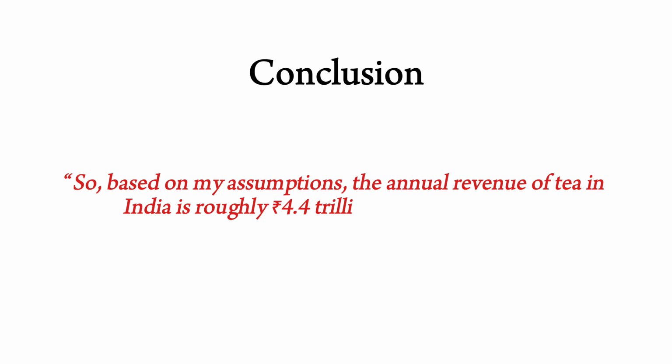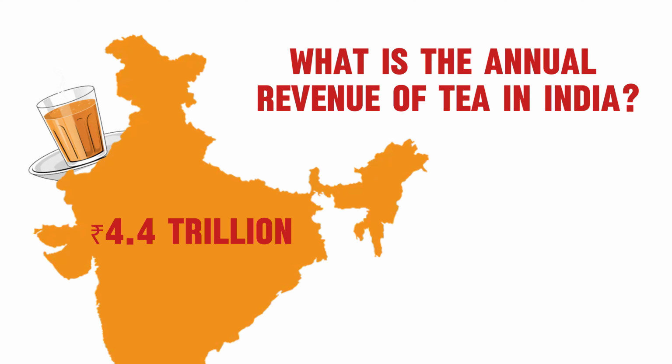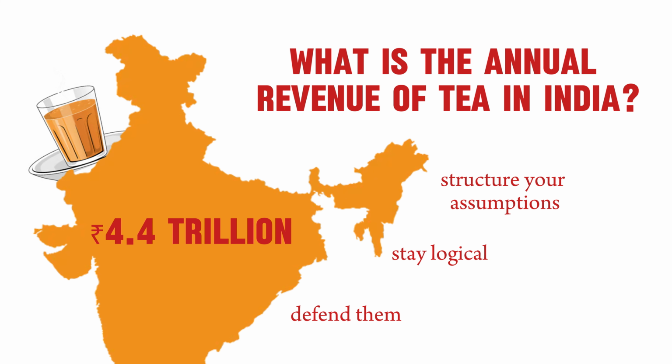Finally, I would conclude, so, based on my assumptions, the annual revenue of tea in India is roughly 4.4 trillion rupees. Of course, the exact number doesn't matter. What matters is the logical approach and clarity of reasoning. So, in this example, while my estimate may not be the exact number, the real takeaway here is the process. If you structure your assumptions, stay logical, and defend them well, you can crack any guesstimate with confidence.